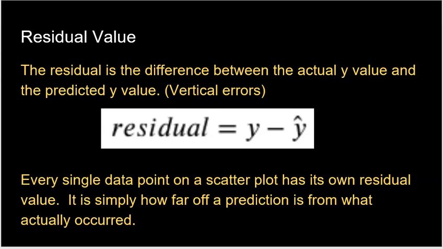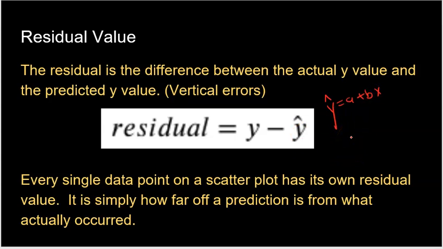All right, so where do you get the actual y from? A lot of kids ask that. You get it from your data. So you've got to look at your data to find the actual y. Where do you get the predicted y from? That comes from your regression model, from using y hat equals a plus bx. That's where you get your prediction from.